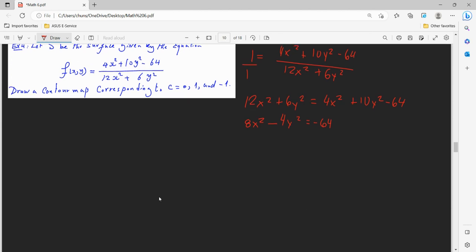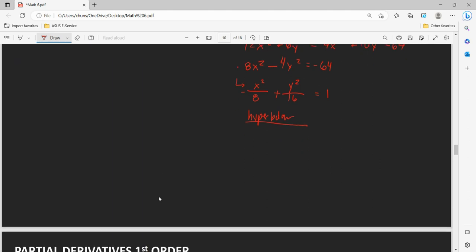Already, I feel like this is going to be a hyperbola, so let's just confirm that. Dividing by 64, that's going to leave 8 on our bottom, and this is going to be negative, and this is positive y squared, and 64 divided by 4, 16 at our bottom, equal to 1. So this is a hyperbola. And same thing, we want to find if it opens up or down or left and right.